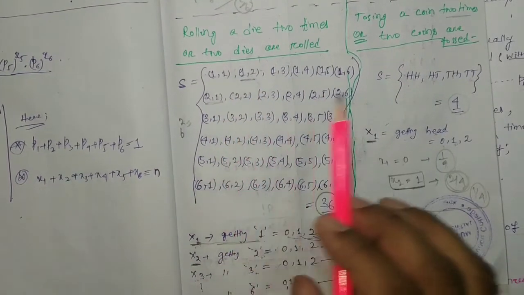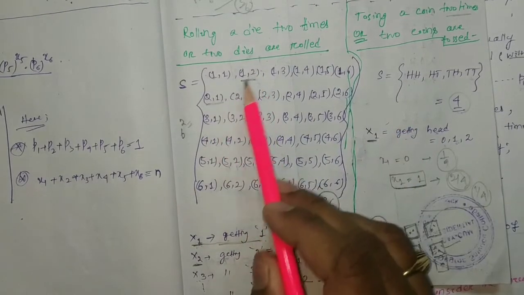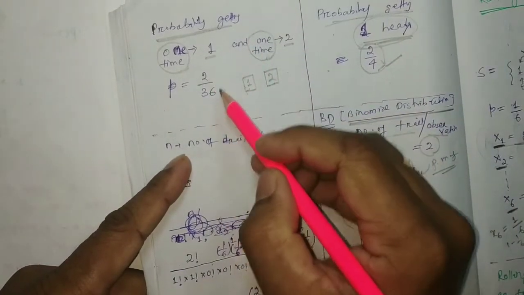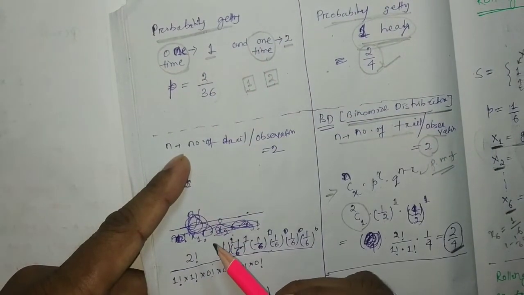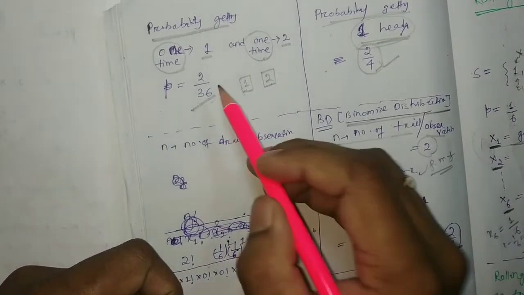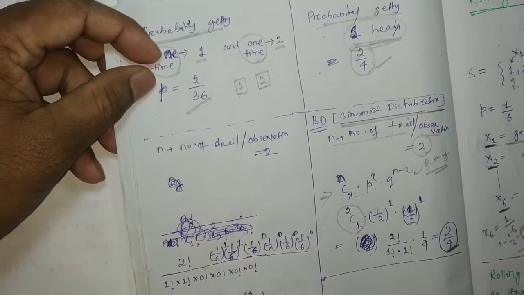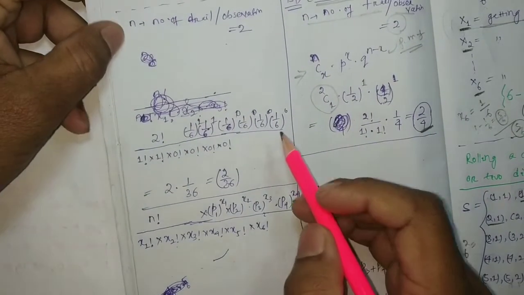There are no other sample points belonging to (1,2) or (2,1), only 2. So what will the probability be? Simply 2 by the total number of sample points, 2 by 36. Now, how we can also get this 2 by 36 is called the multinomial distribution.